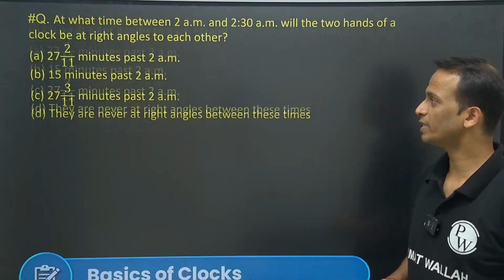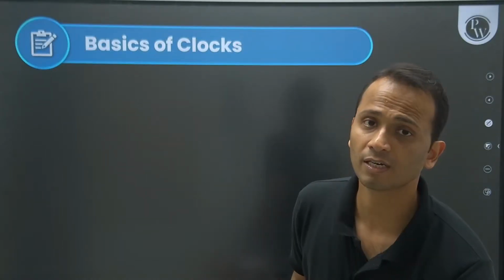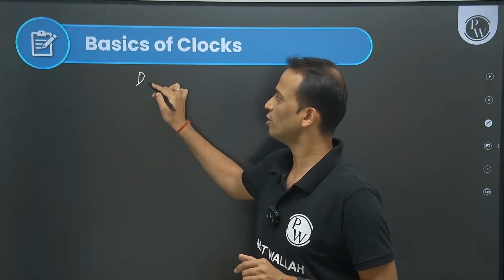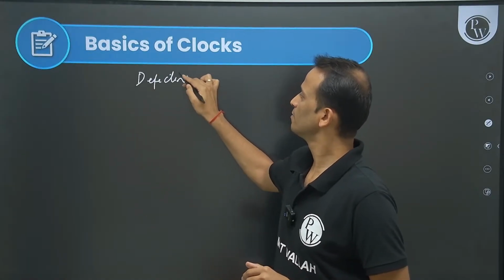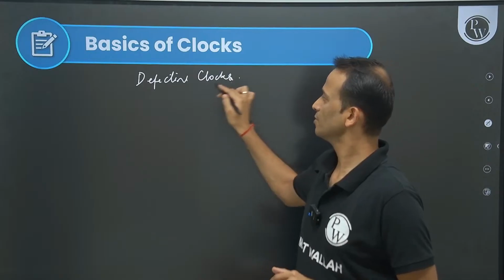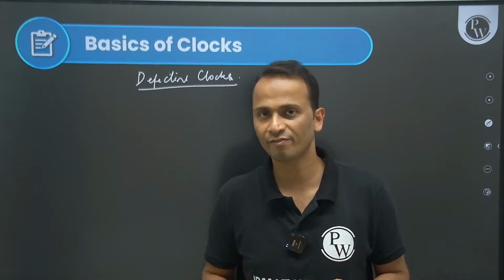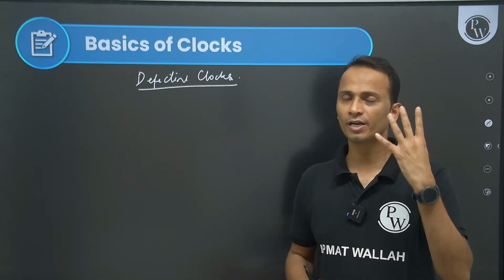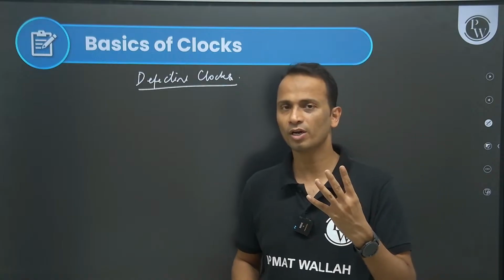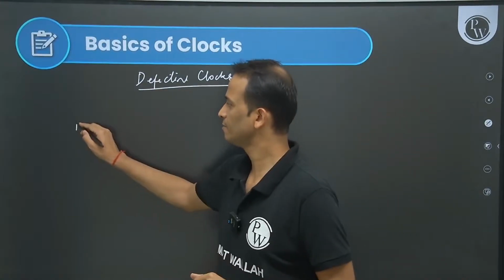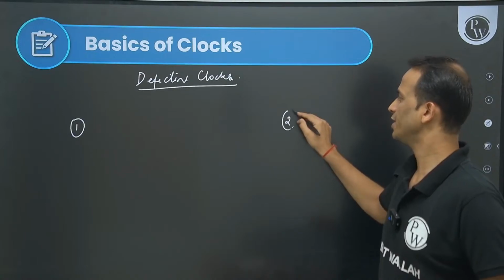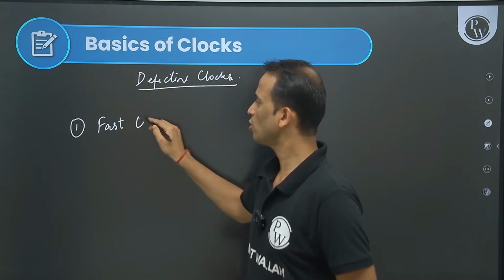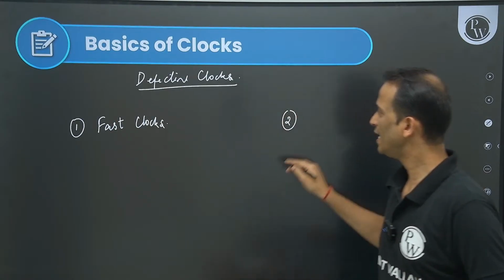चलिए। सो कंटिन्यू करते हैं एंड लेट्स टॉक अबाउट द फर्दर concepts in the chapter of clocks. Now we'll be looking at the concept of defective clocks. Okay, now we'll be studying about defective clocks. So while we'll be doing this, we will be studying 4 different terms. Term number 1 and term number 2 will be studying together. So term number 1 and 2 are fast clocks and slow clocks.